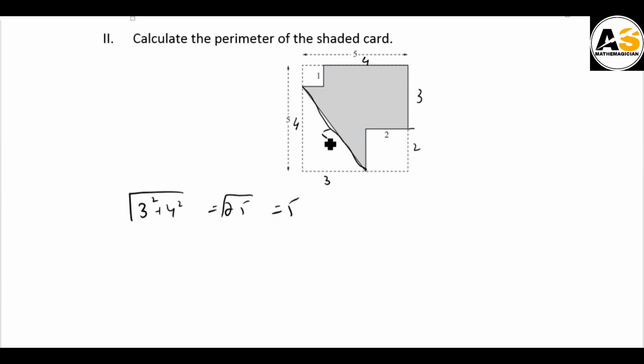Now we will add 5 plus 2 plus 2 plus 3 plus 4 plus 1 plus 1 to get the perimeter of the shaded card. And hence we will get this is equal to 18 centimeter.